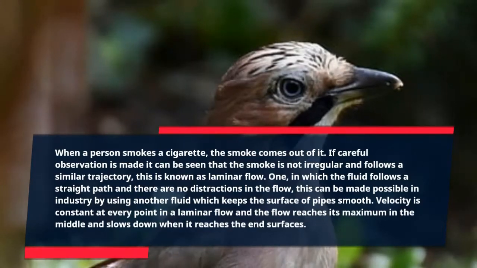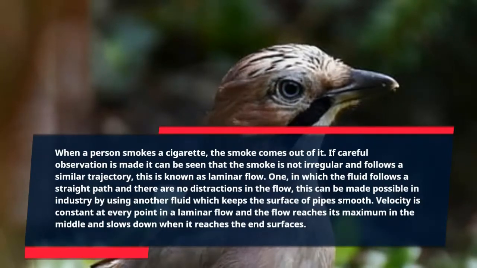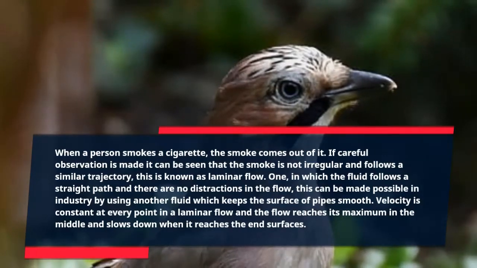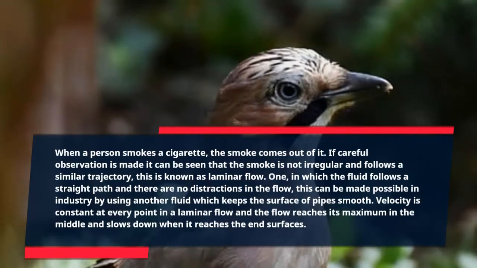This can be made possible in industry by using another fluid which keeps the surface of pipes smooth. Velocity is constant at every point in a laminar flow, and the flow reaches its maximum in the middle and slows down when it reaches the end surfaces.